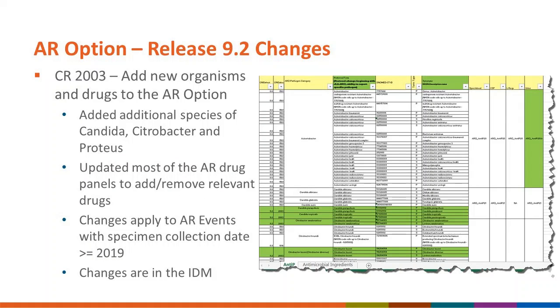Okay, now let's move on to the AR option changes. Change request 2003 adds many new organisms and drugs to the AR option, including additional species of Candida, Citrobacter, and Proteus. We also updated the AR drug panels to add and remove relevant drugs. These changes are in the IDM and impact AR events with specimen collection dates of January 1st, 2019 and later. Next slide, please.